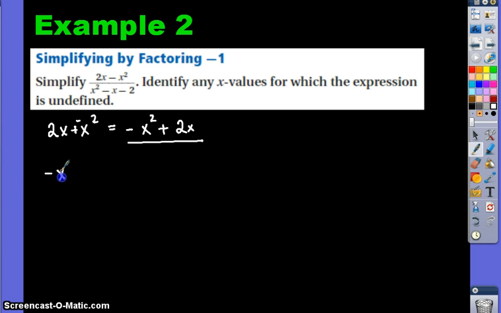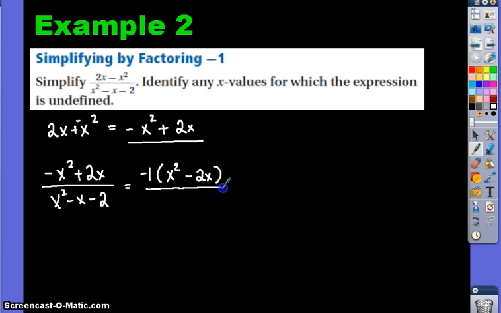So negative x squared plus 2x, all of that over the original denominator, which was x squared, take away x minus 2. All right, so what we're going to do is factor out a -1 from this expression, and I'm going to do this in baby steps. Normally I wouldn't do it in this many steps. So we have an x squared, and then to get this back to a positive 2x, I'd have to write it as -2x in there.